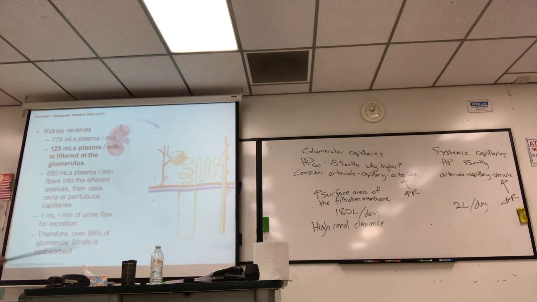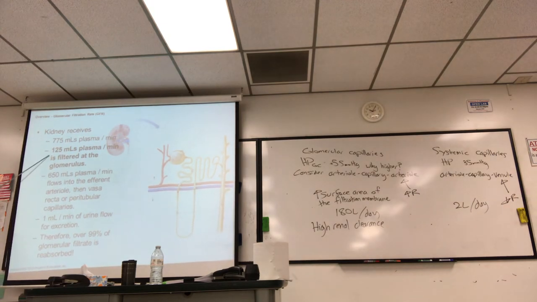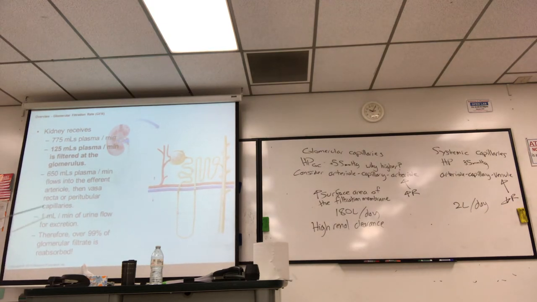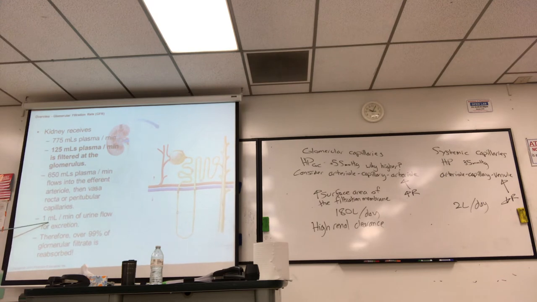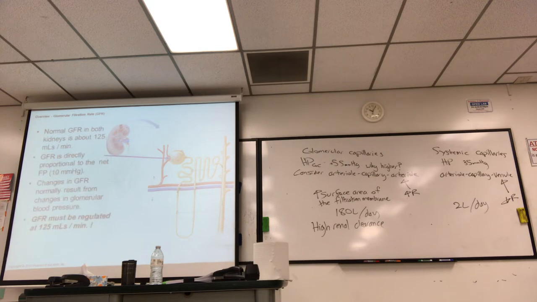collecting duct. So the question becomes, if you filter 125 and you excrete 1, how much do you reabsorb? 124. So most of it is reabsorbed. You produce urine at a rate of 1 mL per minute. You reabsorb most of it. So normal GFR is about 125 mils per minute.